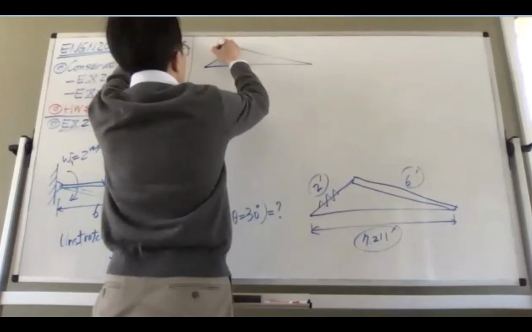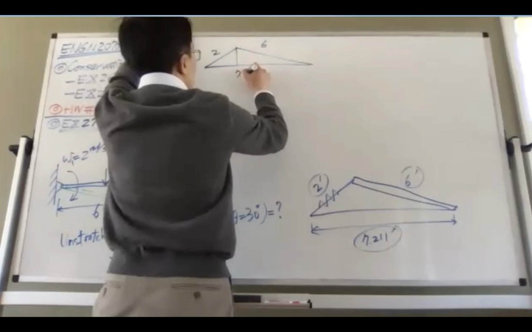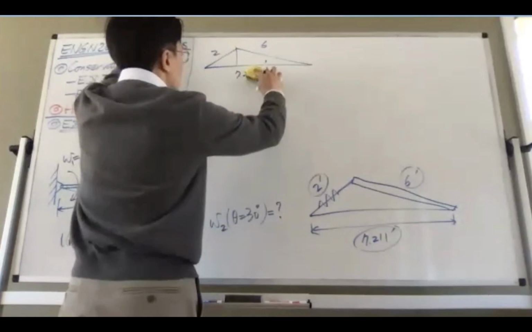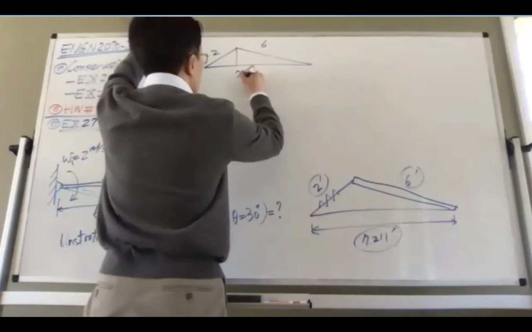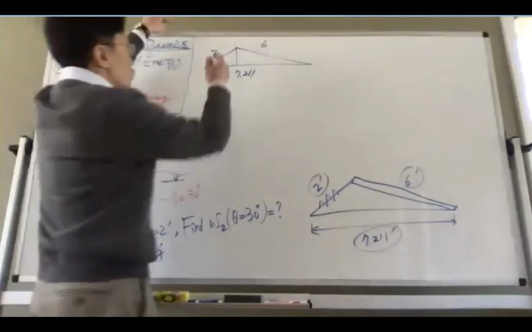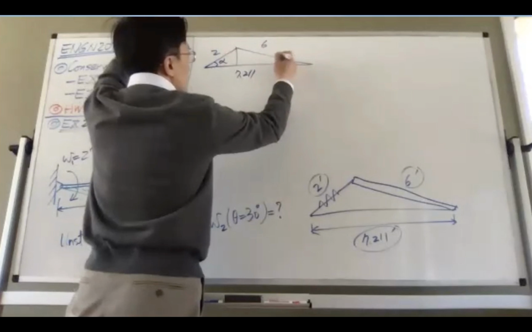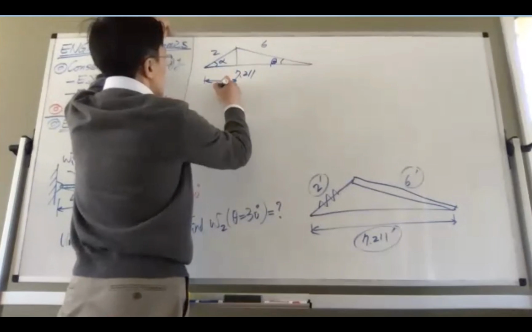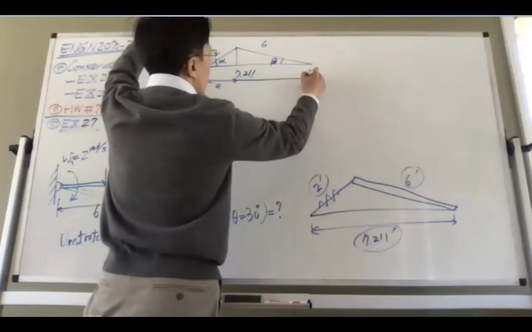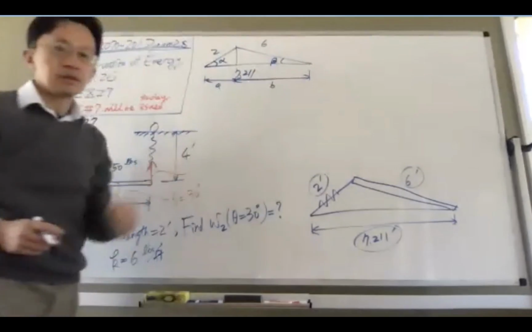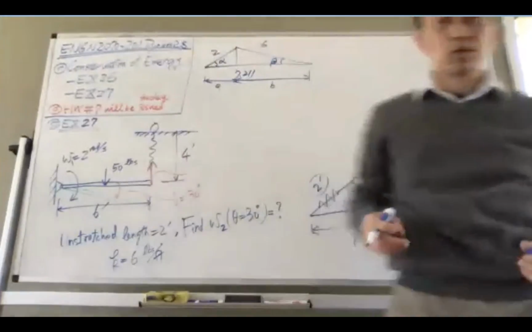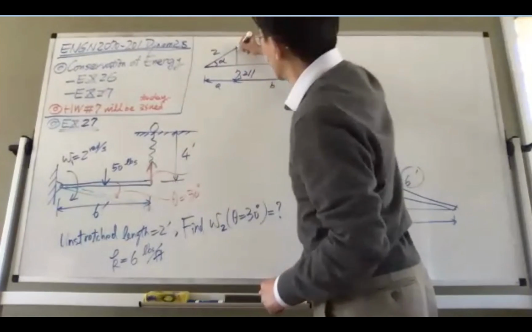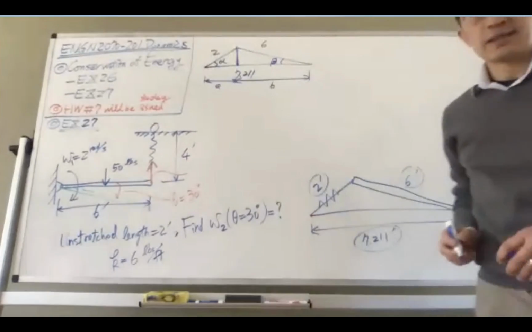Essentially, we have 2, 6, and 7.211. You can either assume that this angle is alpha and this angle is beta, or you can assume that this section's length is A and this section is B. You can either use the length or you can use the angle. Now, as we know, for both triangles, they share this vertical length.